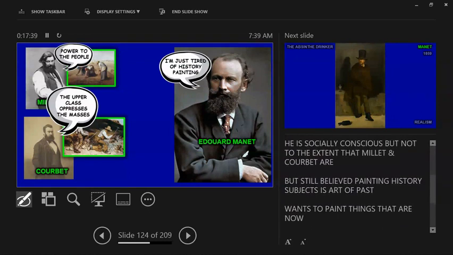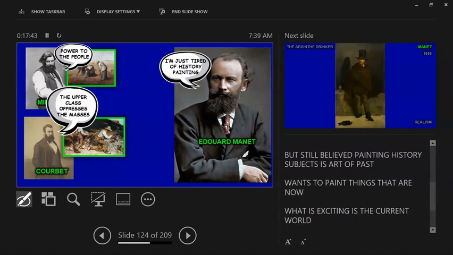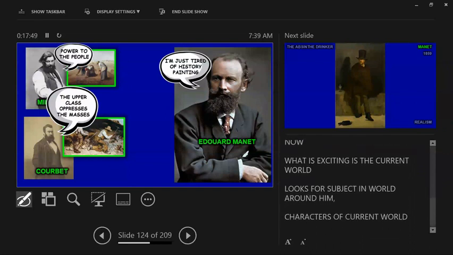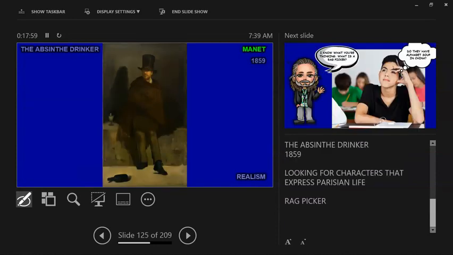He still believed painting history subjects is art of the past. He wants to paint things that are now, and what is exciting in the current world. And so he looks for subjects in the world around him, and he looks for characters in the world around him. And one of the characters is this guy right here, the absinthe drinker.